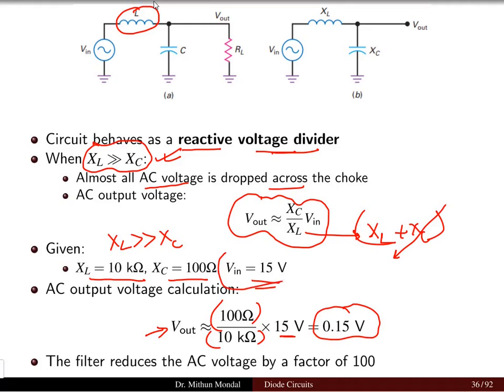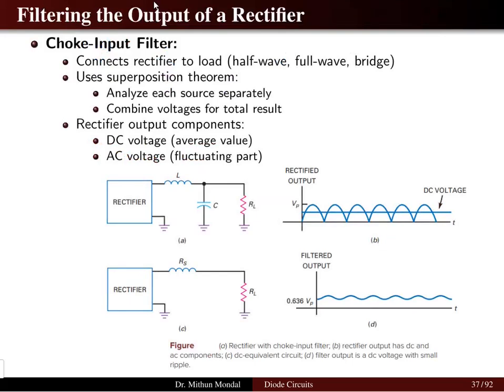So for the input voltage of 15 volt, the output voltage is 0.15 volt. It means the filter is reducing the AC voltage by a factor of 100. So the AC components are removed from the output characteristic.